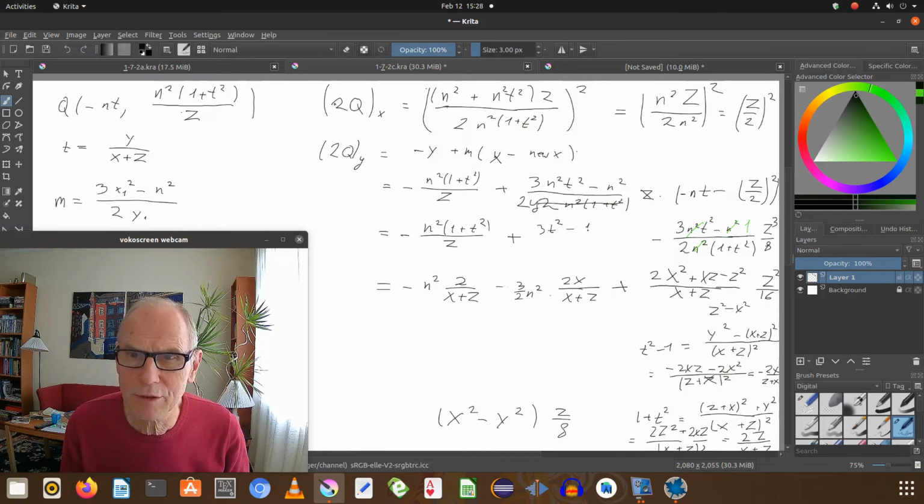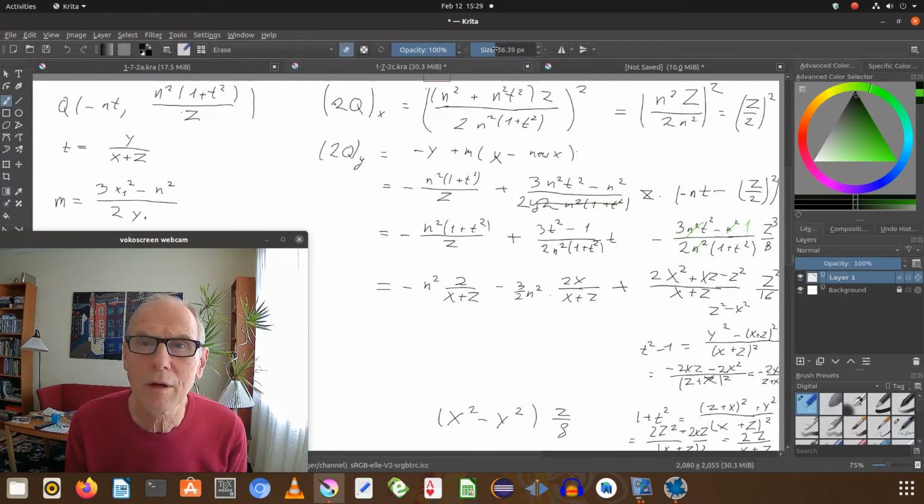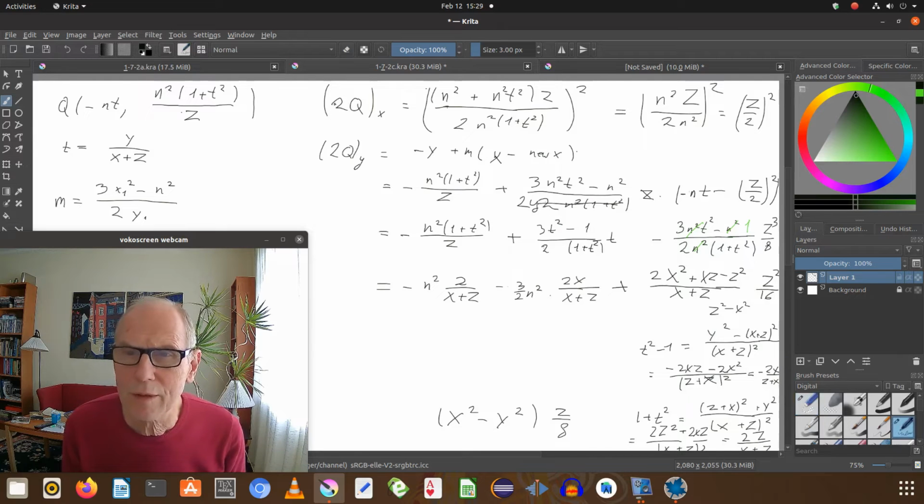3t squared minus 1 divided by, and then we have t, and we have 2n squared, 1 plus t squared, and the t and the n, that n was actually eaten, and then an n comes there. I will just do it better.